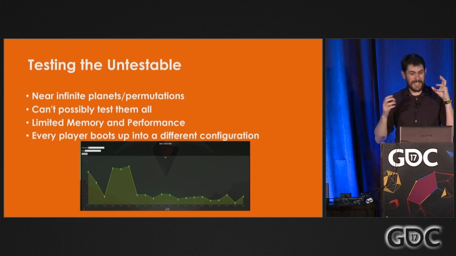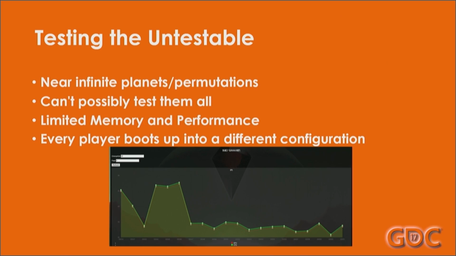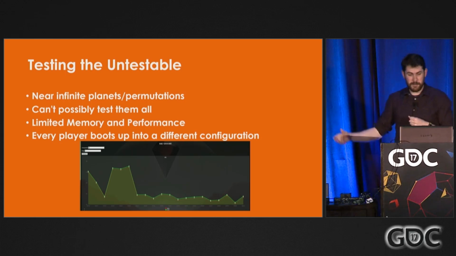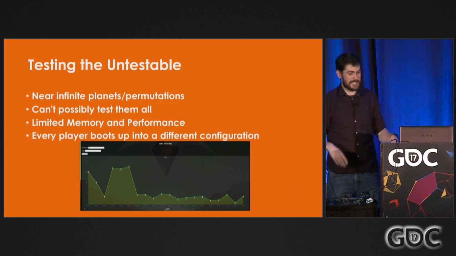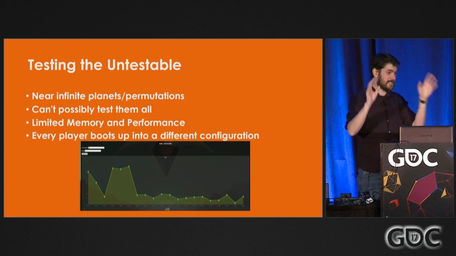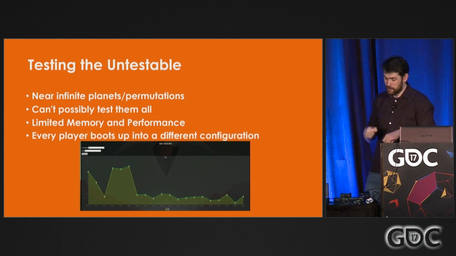So I wanted to talk about how difficult it was to build this and to test this. We're talking about testing the untestable, right? An infinite number of planets and permutations. You can't possibly test them all. You've got limited memory and performance. Every player, I mean, think about what a nightmare this is. Every player is going to boot up into a different star system and have different memory requirements, and we cannot know. We can guess, we can use heuristics.